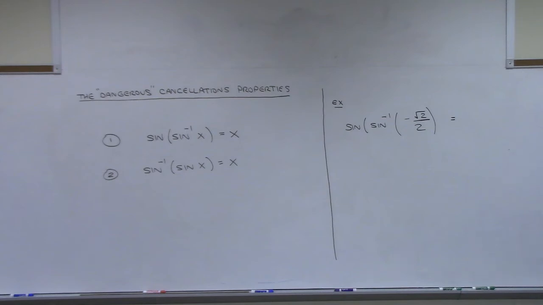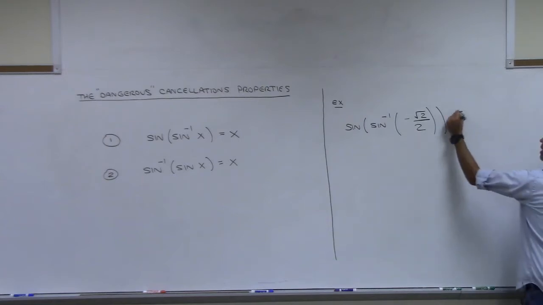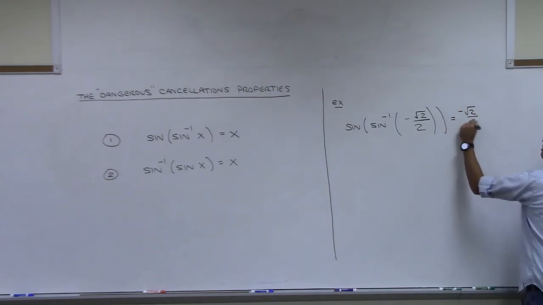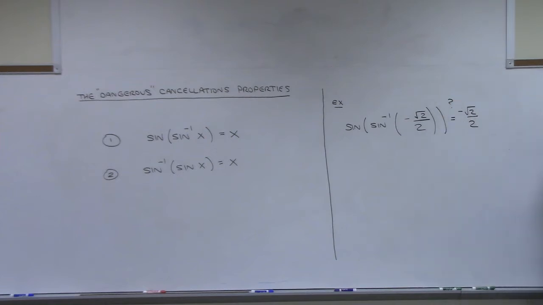Root 2 over 2. Missing a parentheses. So what do you think the answer is going to be here? What, according to the formula, it should be what? Negative root 2 over 2. Question, is it? Let's see if it really is.